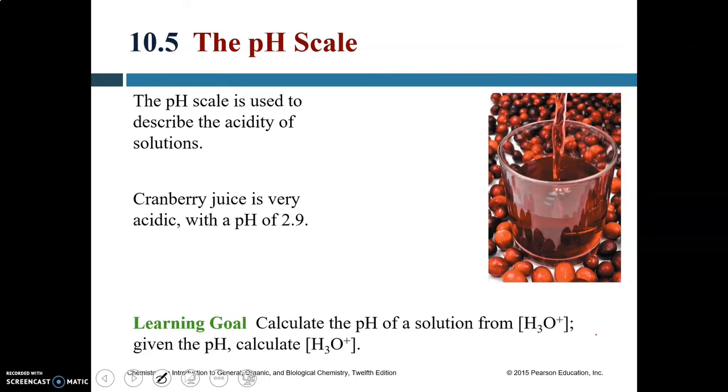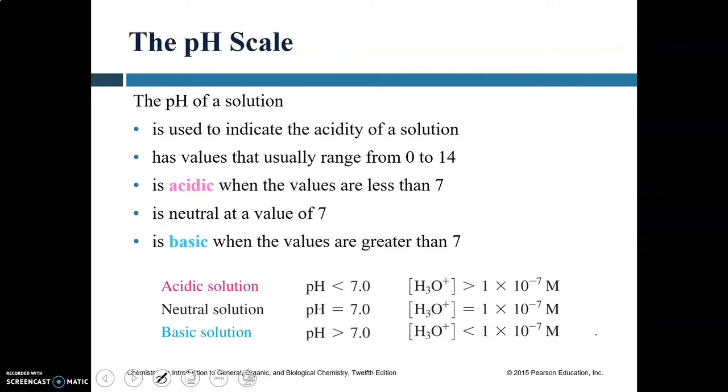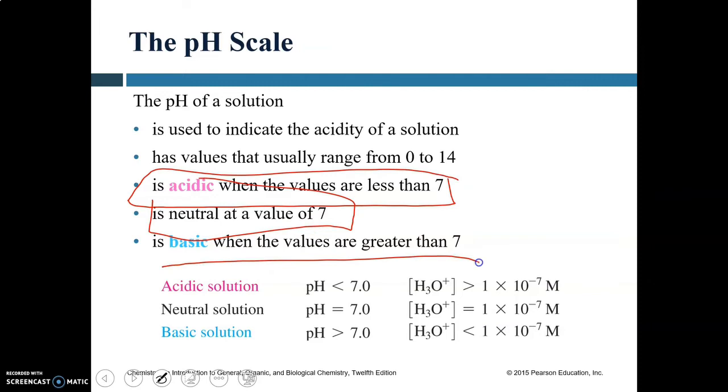So everything below 7 is acidic. Values for pH usually range from 0 to 14. Neutral is at a value of 7, and basic is at a value of greater than 7.